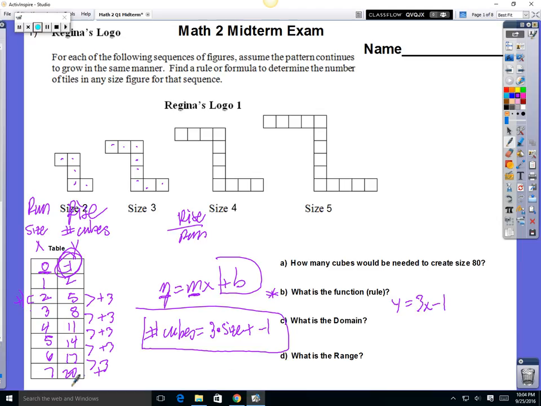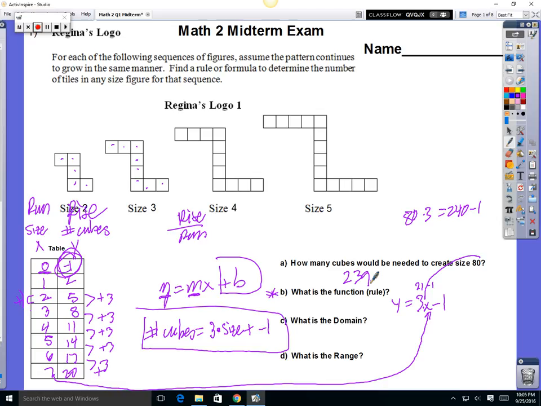Okay, now check it. 7 is an x. Plug 7 in. 7 times 3 is 21 minus 1 is 20. It works. 6 times 3 is 18 minus 1 is 17. It works. So let's do 80. What is 80 times 3? 80 times 3 is 240 minus 1. A is 239.